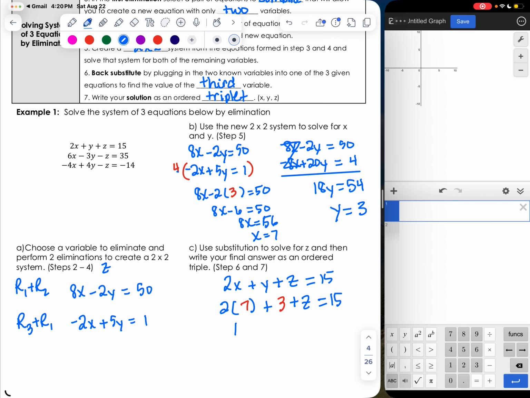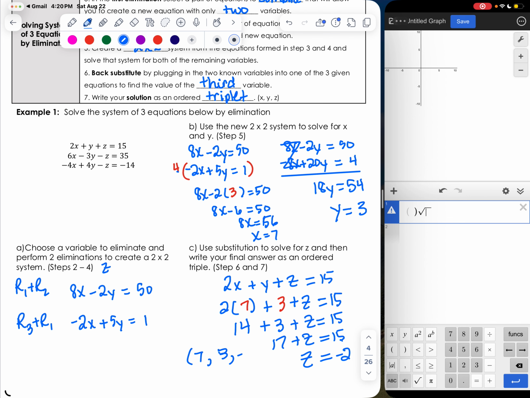So 2 times 7 is 14, plus 3, plus z equals 15. So 17 plus z equals 15. Therefore, z equals 15 minus 17, or negative 2. So 7, that's x, y is 3, and z is negative 2. And we write our answer as an ordered triplet. 7, 3, negative 2.